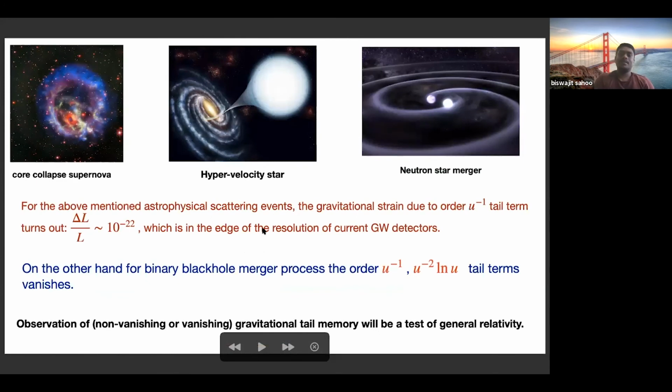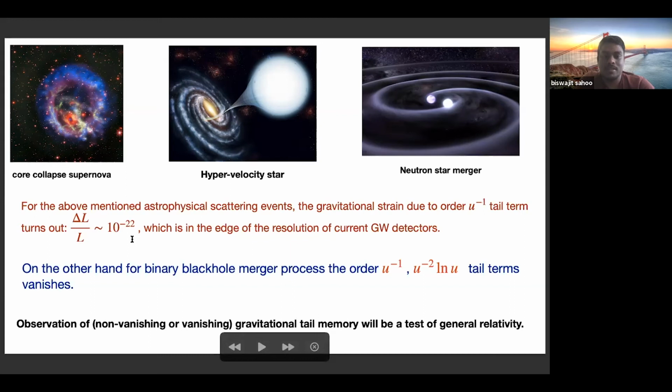And I just want to mention, regarding what Prahar was telling, whether this memory can be observable or not. For some kinds of observations, like core collapse supernova, hypervelocity stars, neutron star mergers, all these processes, taking data, we try to evaluate what will be the change of the detector position with respect to the original position, which is known as the gravitational shear. That turns out to be of the order of 10 to the power minus 22, which is at the edge of the current LIGO detector resolution. So in principle those could be observed. So we are hoping to observe.